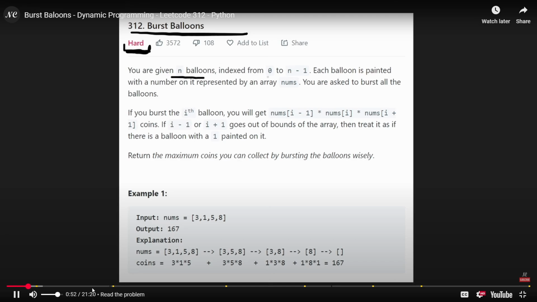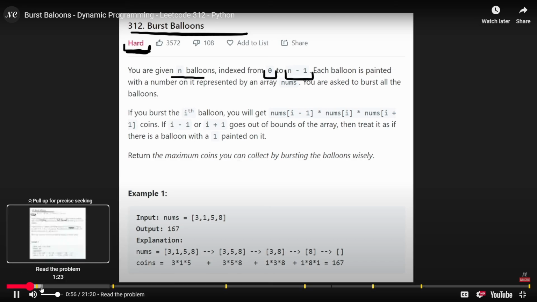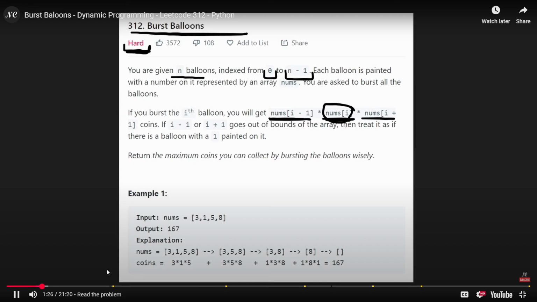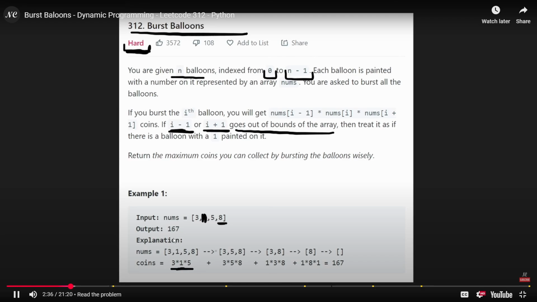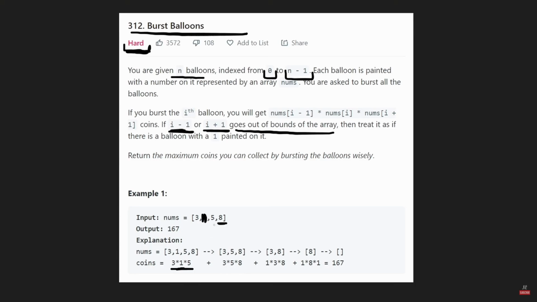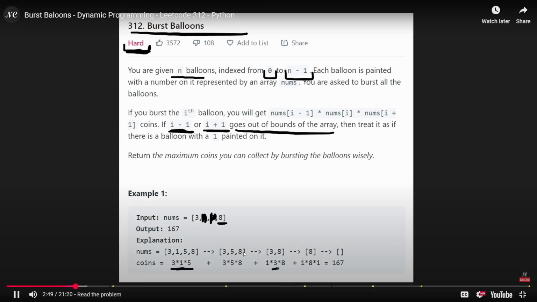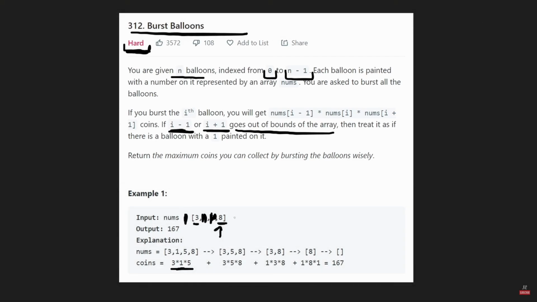We're given n balloons indexed from position 0 to position n-1. Each balloon is painted with a number, and when we pop a balloon we get the product of that balloon and its left and right neighbors. Of course, we might have a balloon on the boundary or edge of our input, so the missing neighbor is implied to be a 1. Popping the 5 gives us 3 times 5 times 8, since its left neighbor is now the 3. After we pop the 5, we have 2 remaining. We pop the 3 first, which gives us 3 times 8, and the left neighbor, as we talked about at the beginning, is implied to be a 1. So we get 1 times 3 times 8.